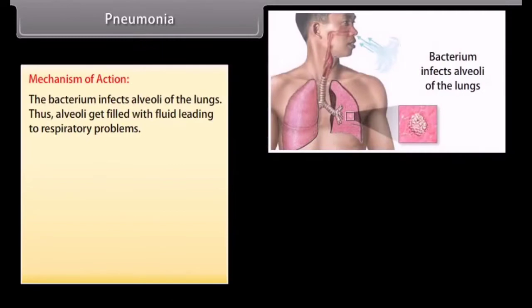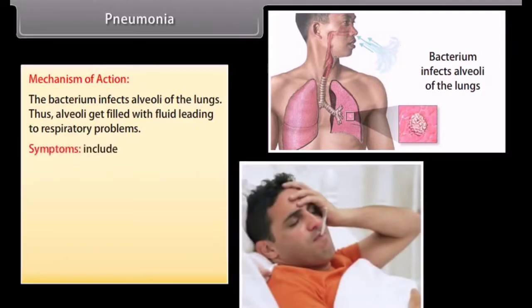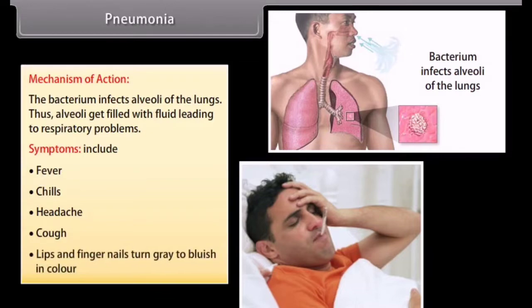Mechanism of action. The bacterium infects the alveoli of the lungs. Thus, the alveoli get filled with fluid, leading to respiratory problems. Symptoms include fever, chills, headache, cough. Lips and fingernails turn gray to bluish in color.